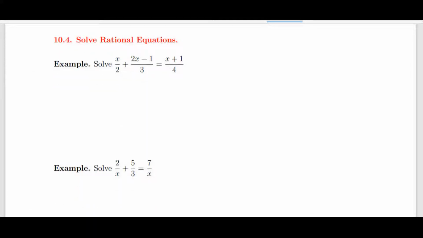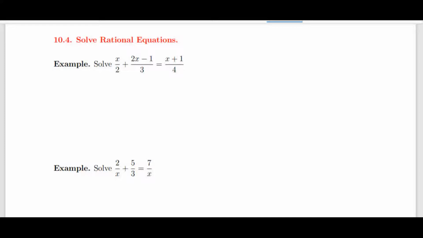Okay. So for polynomial functions, we have polynomial equations. So for rational functions, we have rational equations. So here, we solve those equations. Well, the first thing is we don't like those denominators. We want to get rid of those denominators.